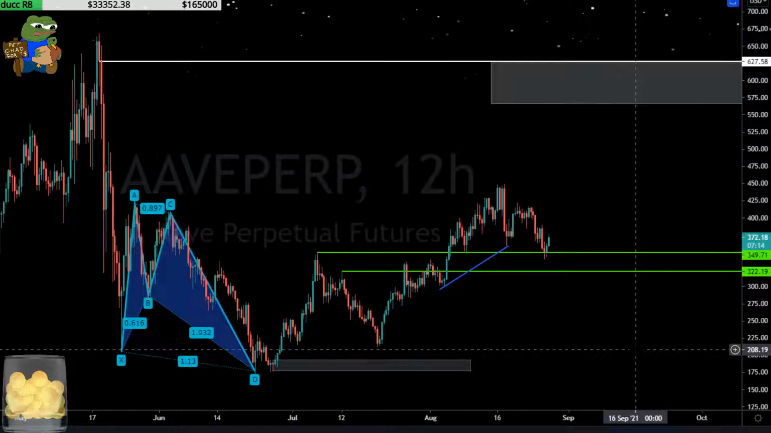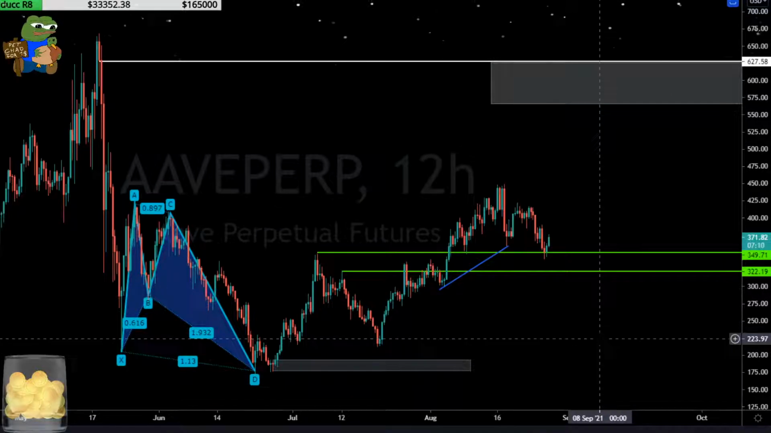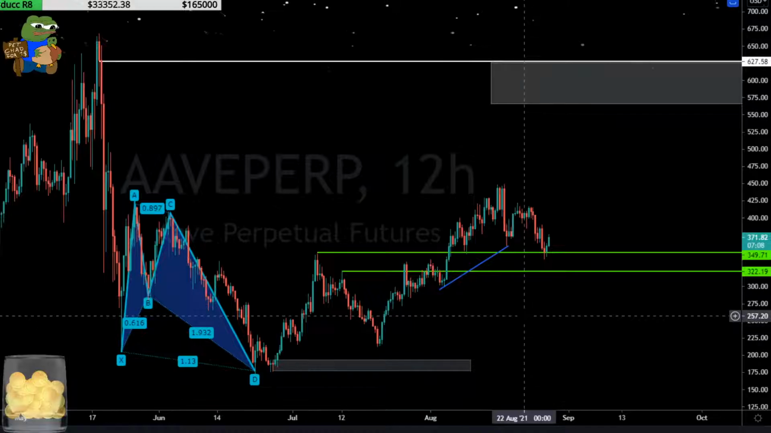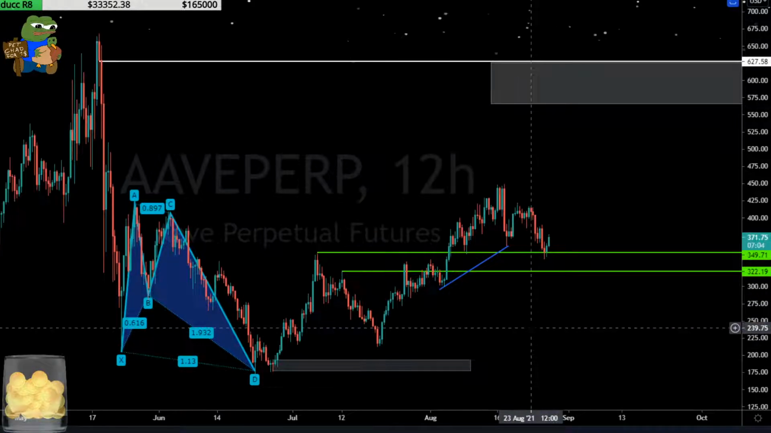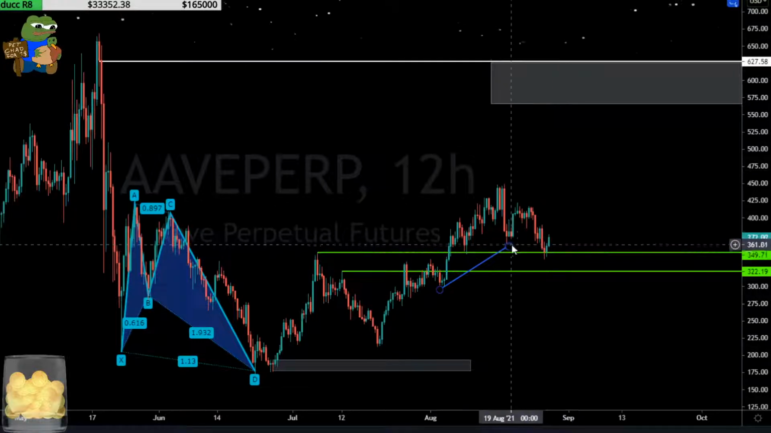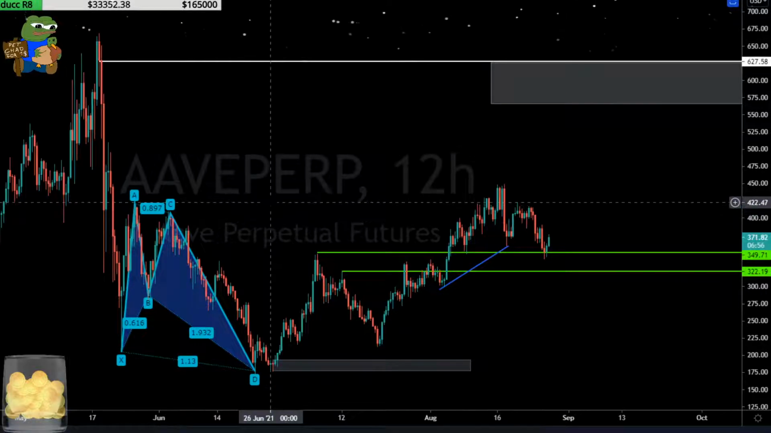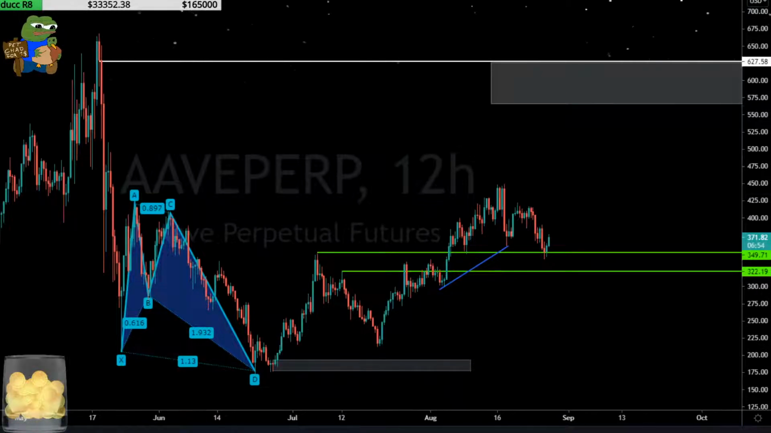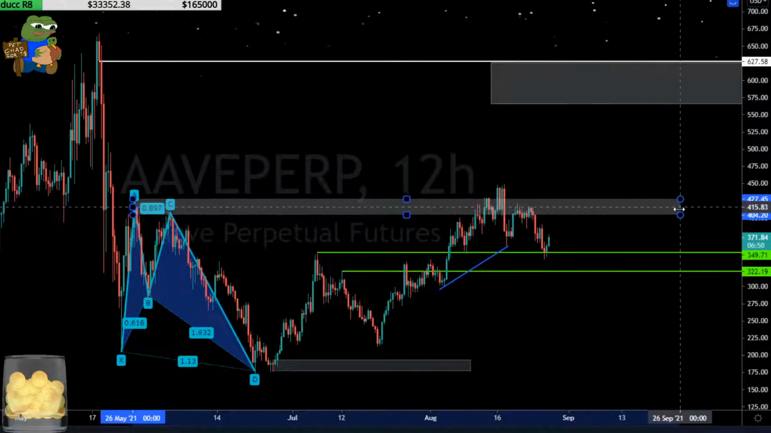AVE. So this is good. You've broken above some previous harmonic take profit lower time frame targets, okay, and you've now back tested them as support, okay, so good. You've actually already hit all of these targets on this upper harmonic as well, so that's nice to see.